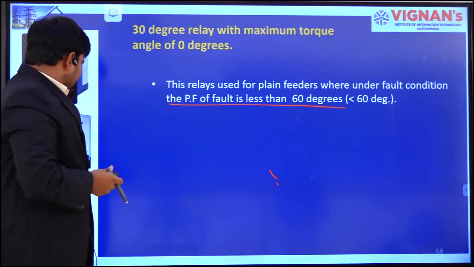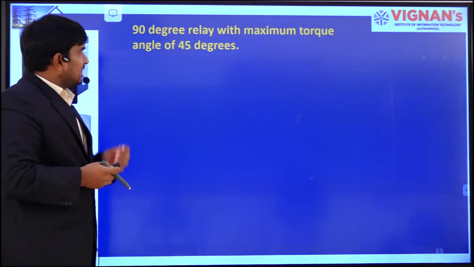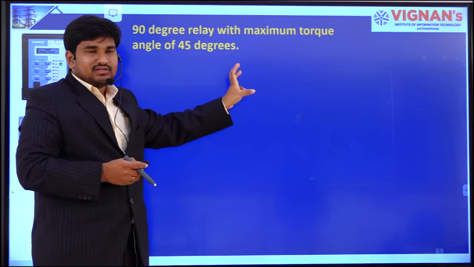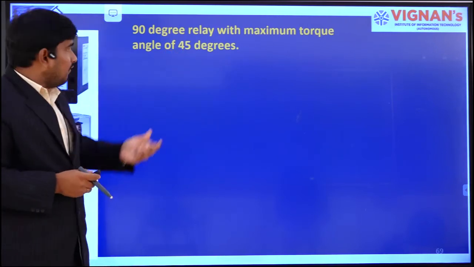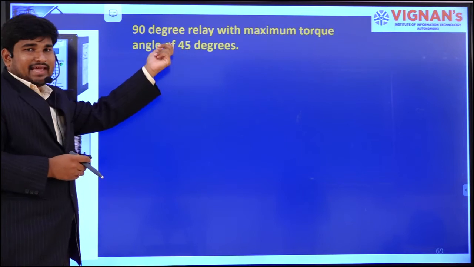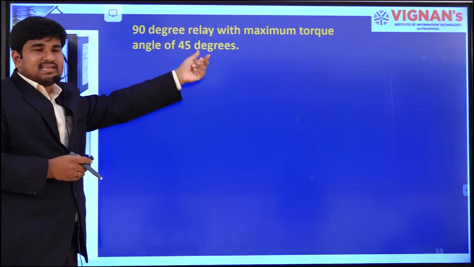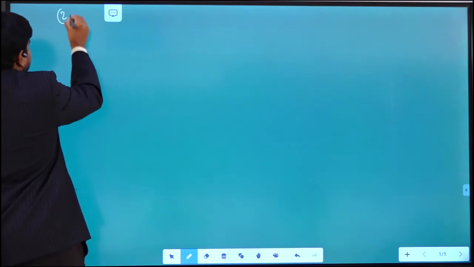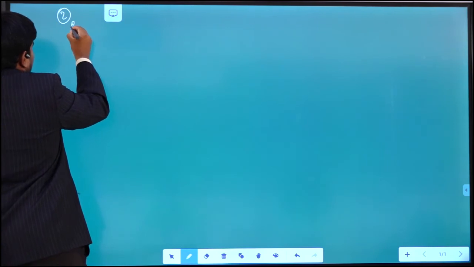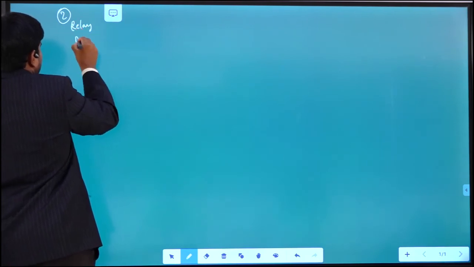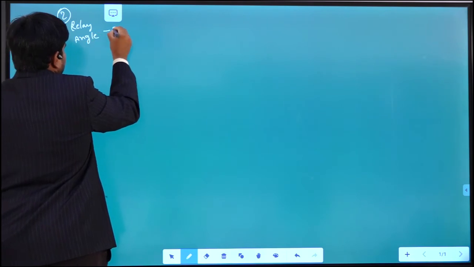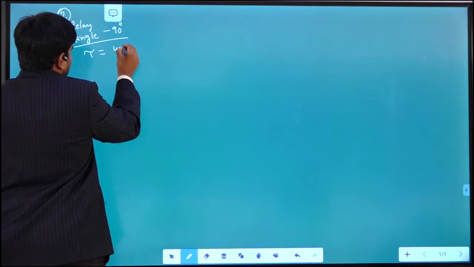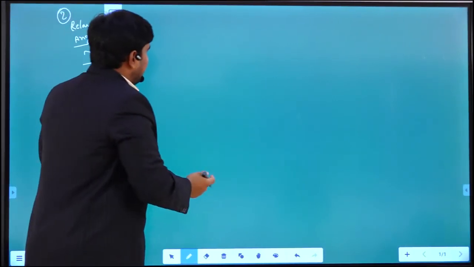So that's why we will move to the next relay connection, that is 90 degrees relay angle with maximum torque angle of 45 degrees. What is this 90 degrees relay angle, and what is this 45 degrees torque angle? The second case is the relay angle is 90 degrees and the torque angle is equal to 45 degrees, which I have taken. Now in this case, let us see what happens.